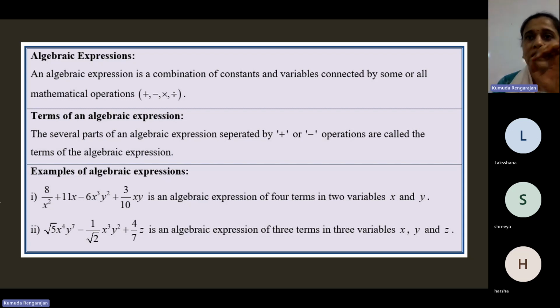See, a polynomial is an algebraic expression. Then what is the difference? If a polynomial is an algebraic expression, then what is the difference between an algebraic expression and a polynomial? That's what we are made to understand till standard 8.